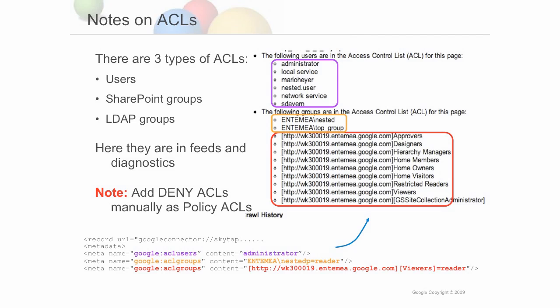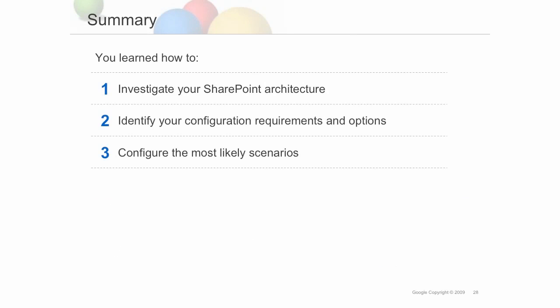See documentation for details. In this module, you learned how to investigate your SharePoint architecture for content to crawl and security to honor, identify configuration requirements and options, and configure the most likely scenarios. Be sure to view the companion module to this tutorial that demonstrates a walkthrough of a sample configuration.